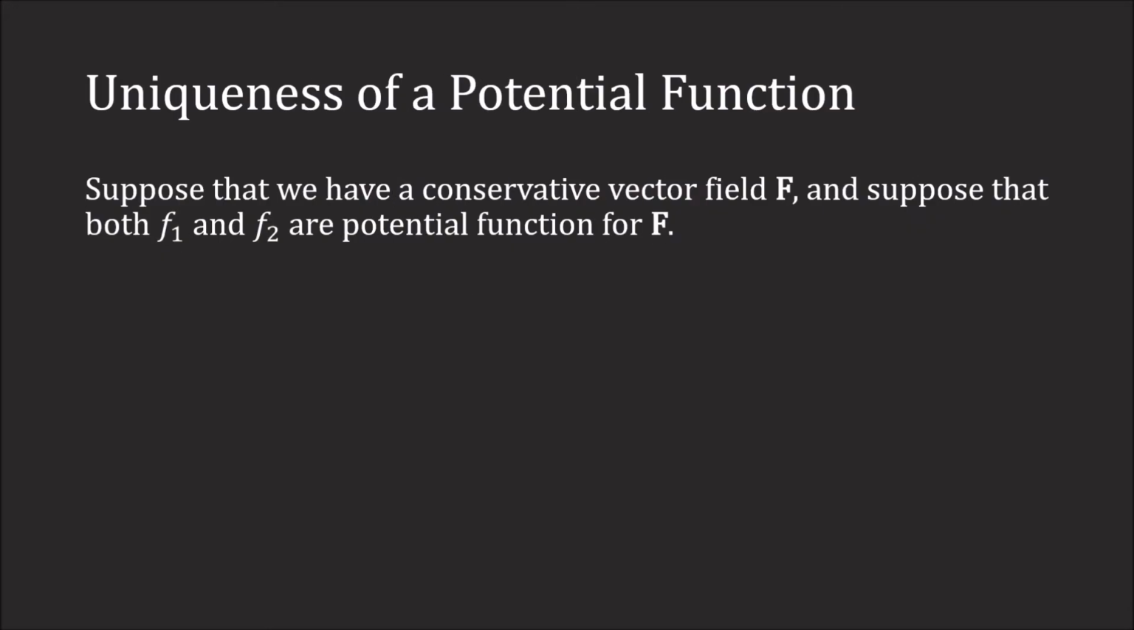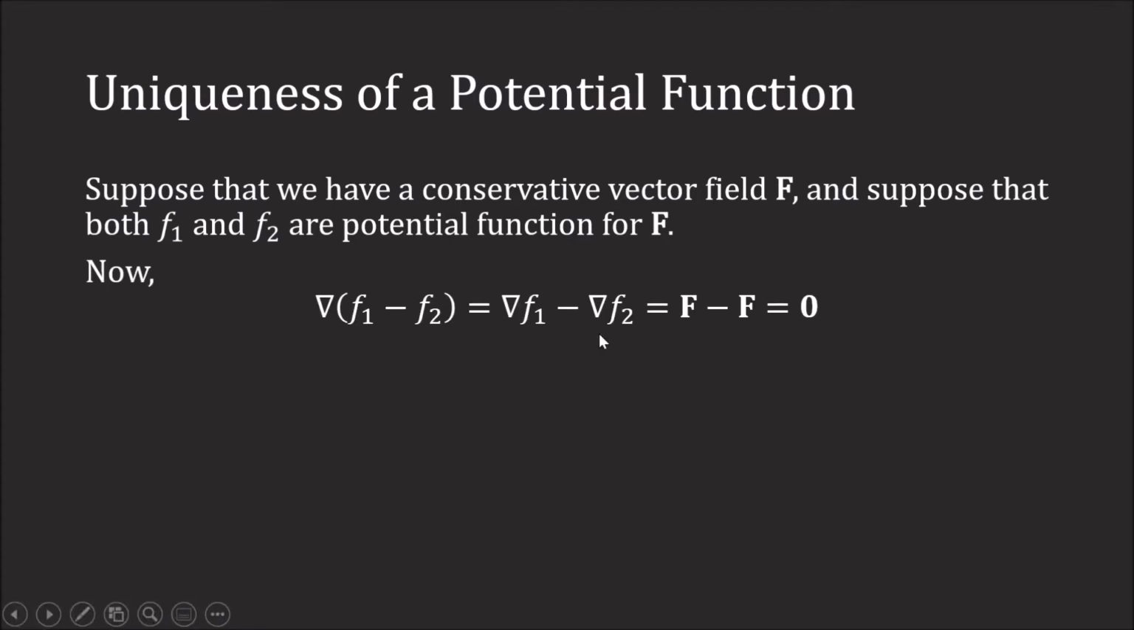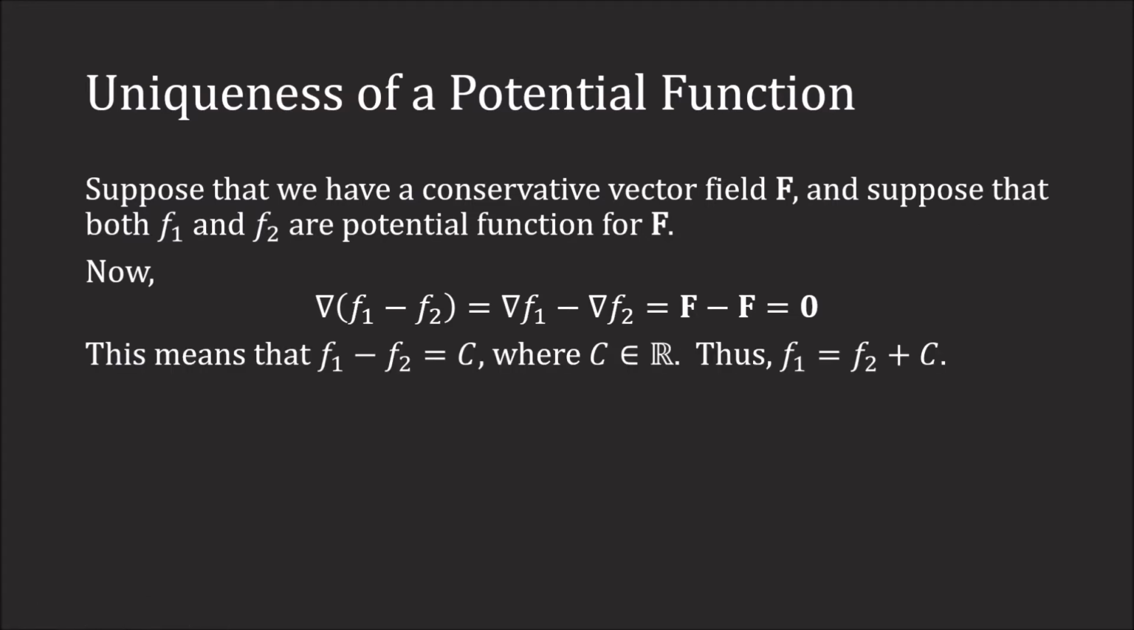Suppose that we have a conservative vector field, and let's suppose that we have two potential functions for it. Call them f1 and f2. Now, the gradient of f1 minus f2 is the gradient of f1 minus the gradient of f2, but since both are potential functions for the vector field F, that just becomes F minus F, which is the zero function. This would mean that f1 minus f2 is a constant. So f1 is f2 plus a constant.